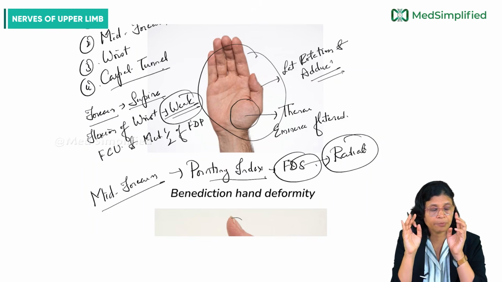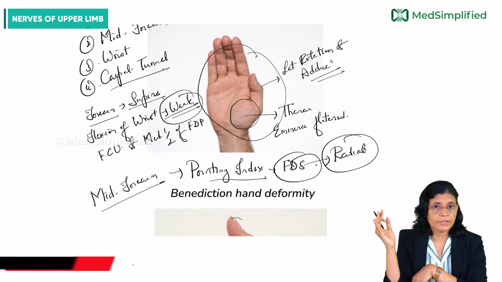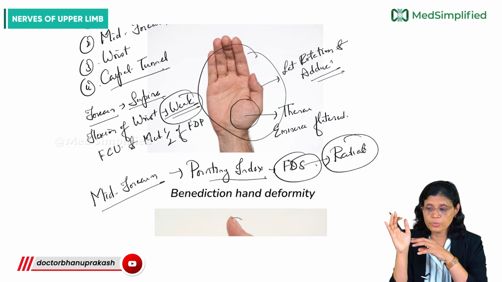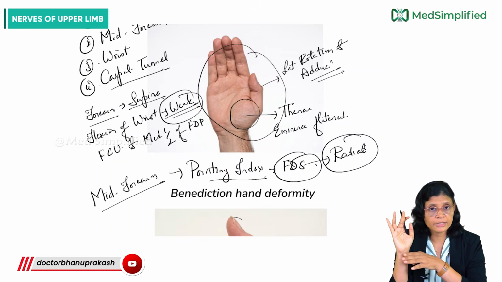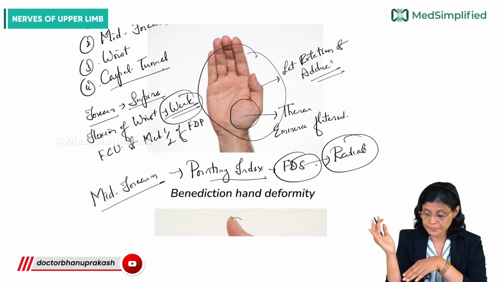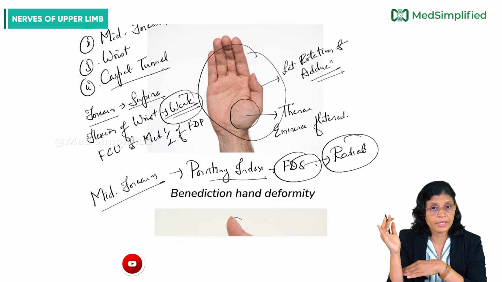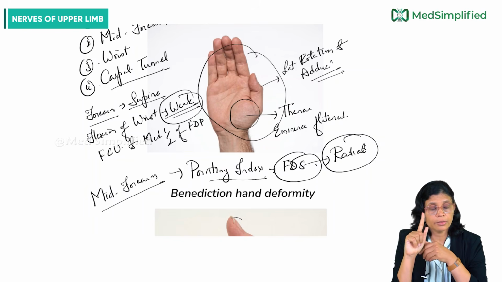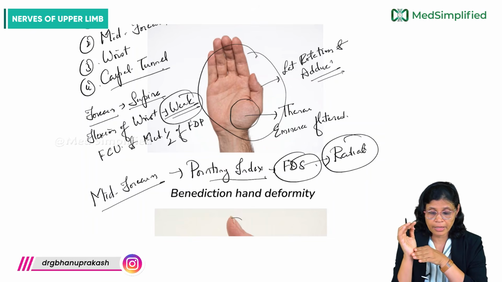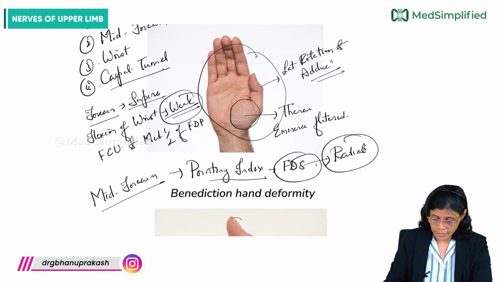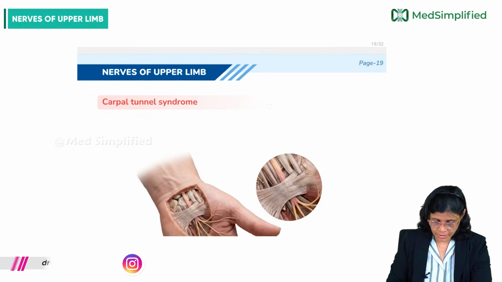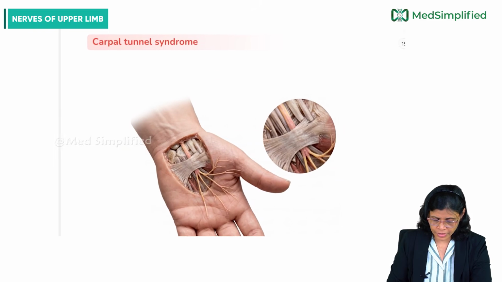So here just keep in mind, when we have injury at the elbow, there is both ape thumb and the benediction hand deformity. When there is injury at the mid forearm, we have the pointing index deformity. And when it is at the distal part of the forearm, there is ape thumb deformity.